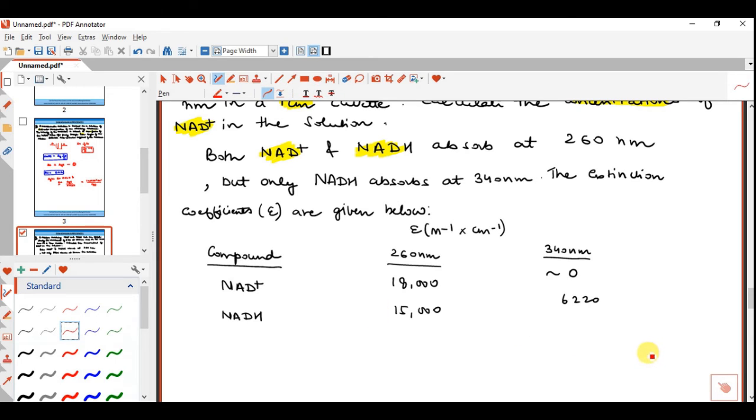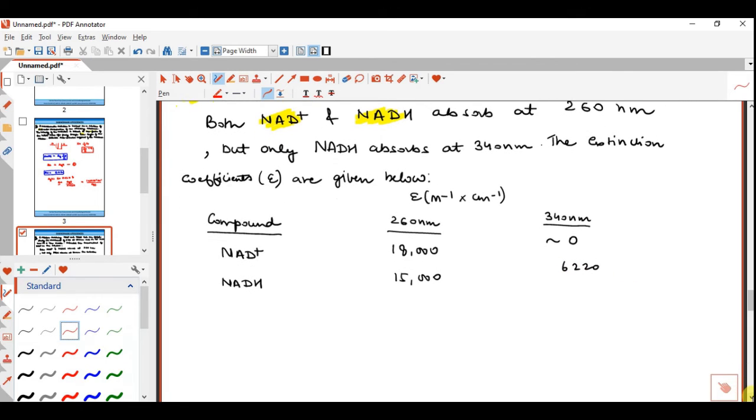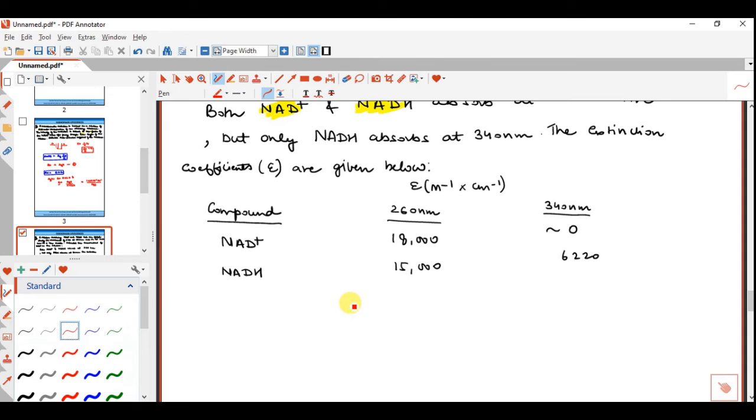Let us start with NADH, because NADH is absorbing at both the wavelengths, 260 nanometer as well as 340 nanometer. So let us start using NADH. First of all, let me just find out the concentration of NADH, because the concentration would remain the same in the solution, right? Whatever amount of NADH is present and whatever amount of NAD plus is present, it will remain the same. It would not get varied by the wavelengths that are being put into it, right?